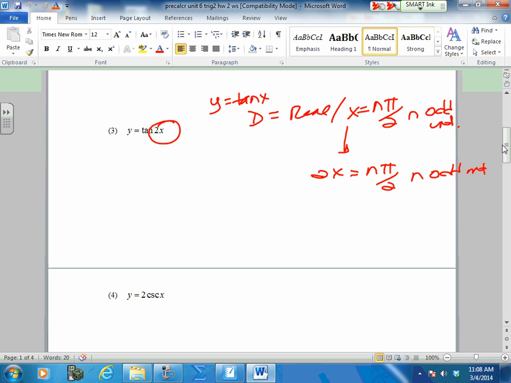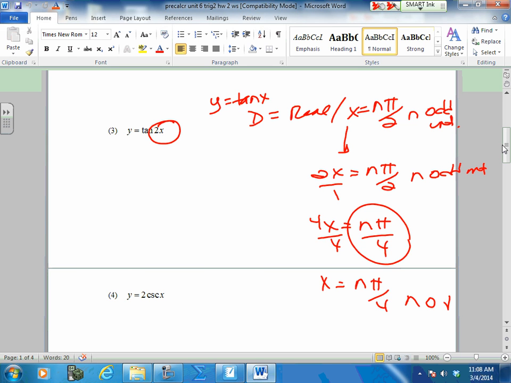Solve for x. Cross multiply this. Make your life easier. And divide by 4. Isn't that just what Allie told me this was going to be? Where n is odd. So I stick an odd number in there. It's at 1. It's at 3. It's at 5.